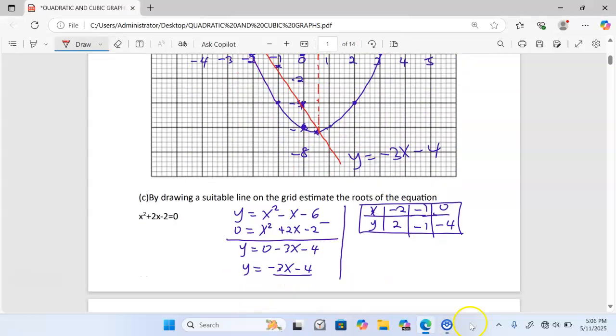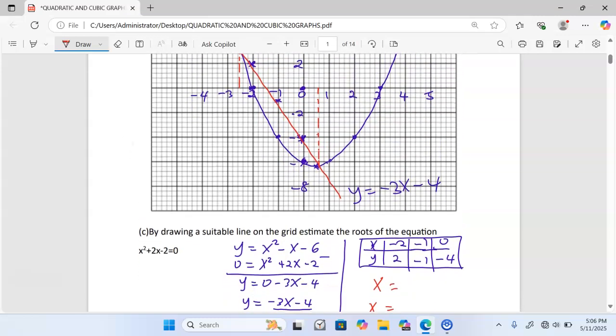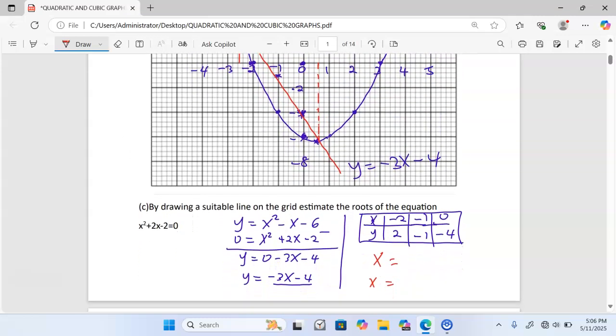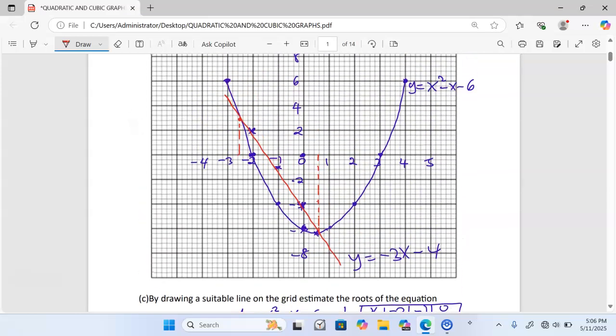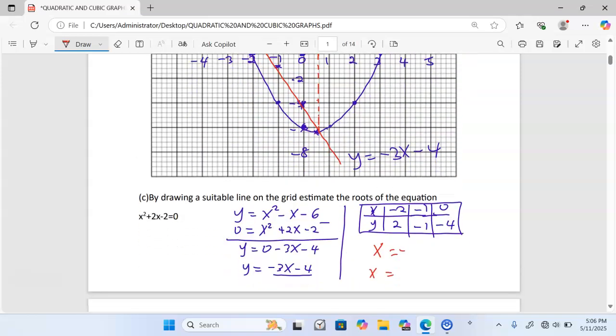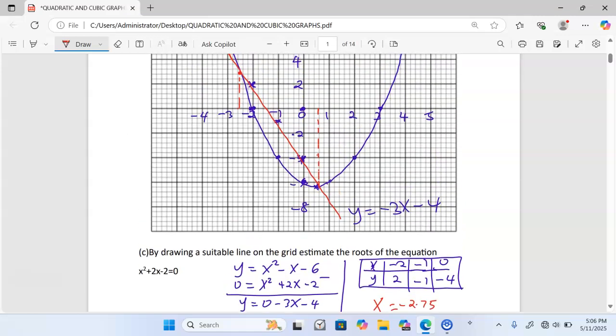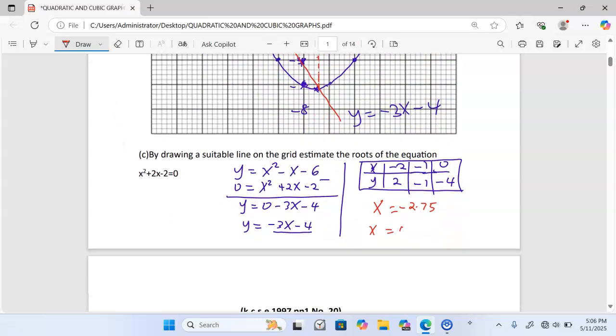Now at this point, we will be able to state the values of x at the points where the line and the curve intersect. The first value of x is going to be at this point, which is around -2.75, and the value of x at this particular point is going to be 0 point.